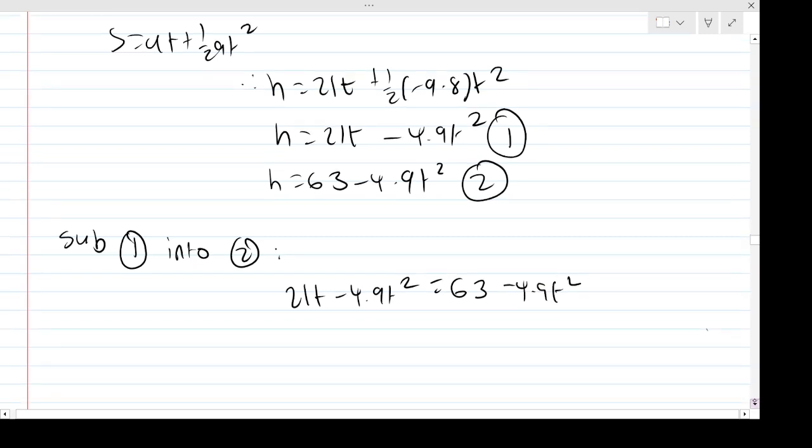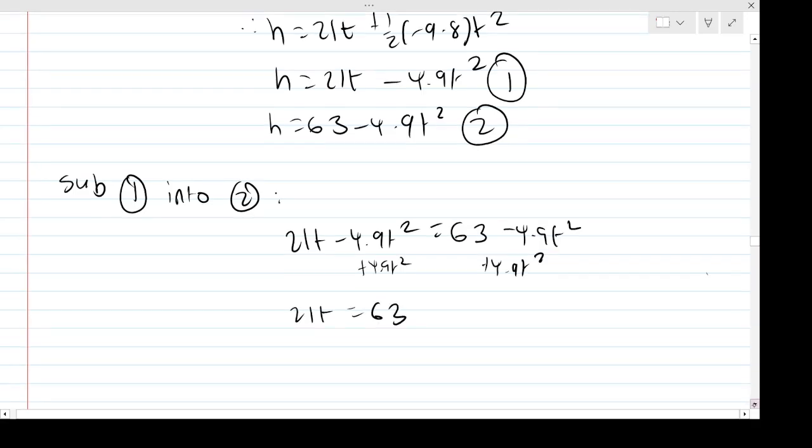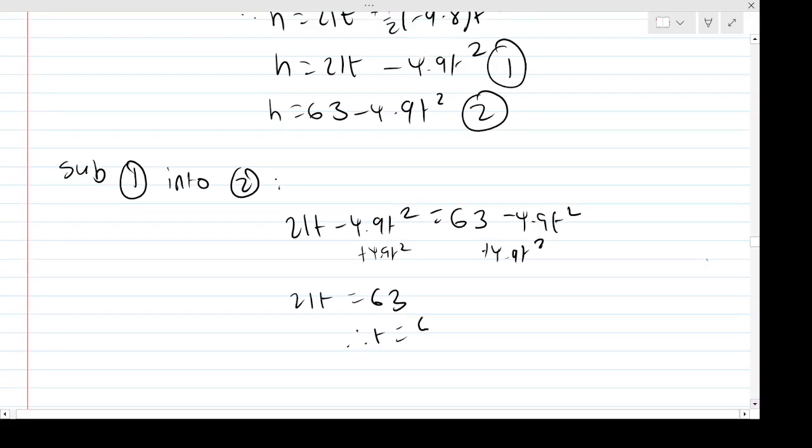And so if I add 4.9t squared to both sides, I get 21t is just 63. Well, that's a lot nicer to solve now, right? So then simply t is 63 over 21, which is 3. Okay. So that's saying the time it takes from when they start moving up or down to when they collide is 3 seconds.